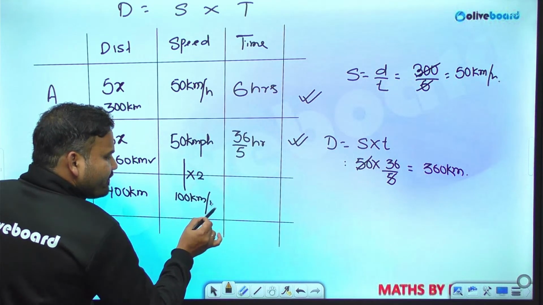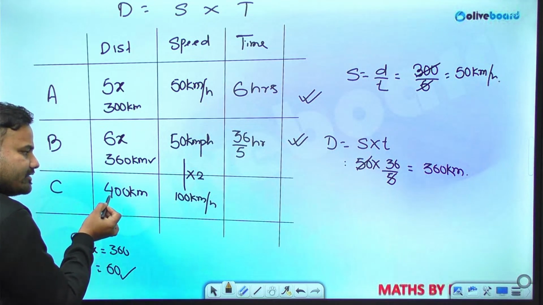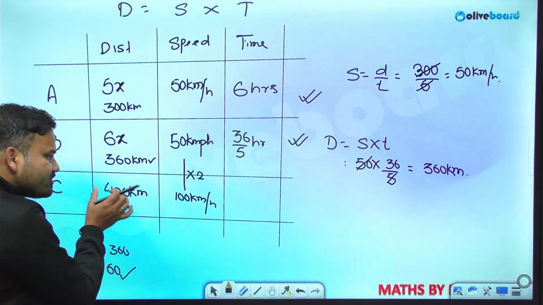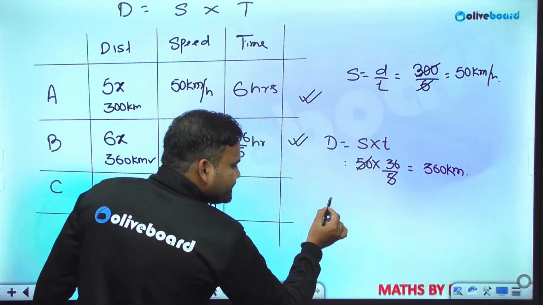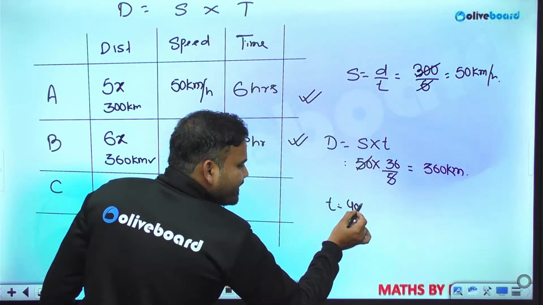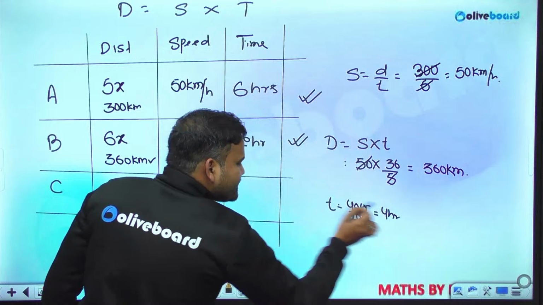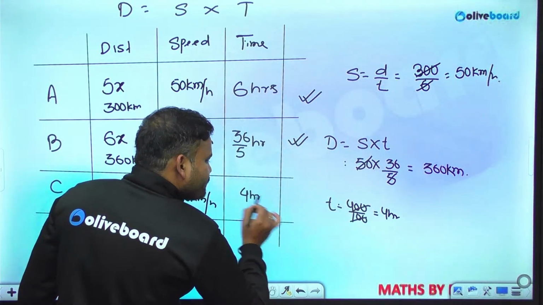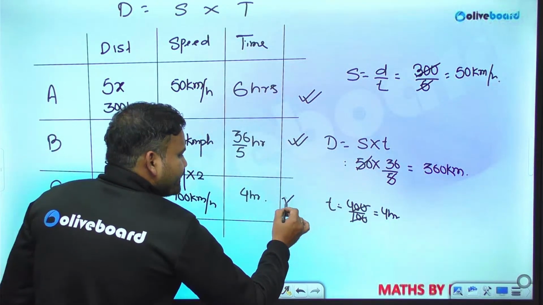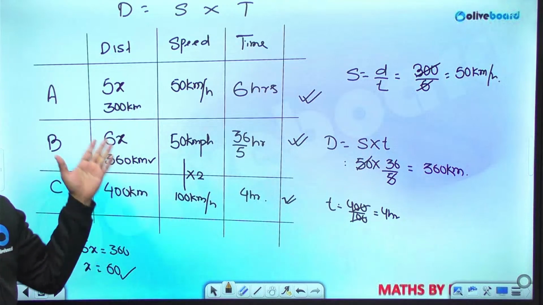So at a speed of 100 km per hour, if somebody is covering a distance of 400 km, that means his tenure will be 400 by 100. That is 4 hours. So car C is traveling a journey of 4 hours. So even car C is completed. So we have completed all the data.